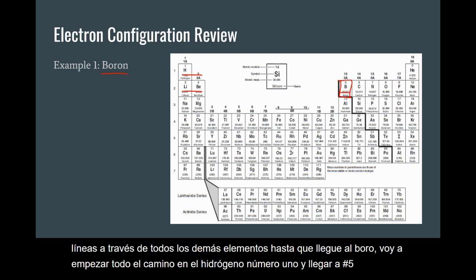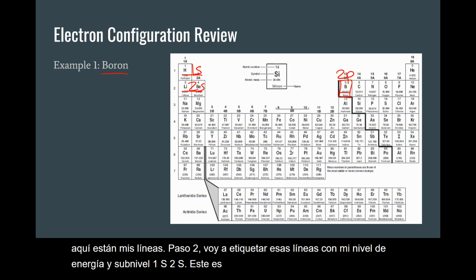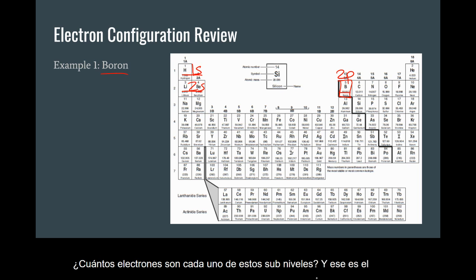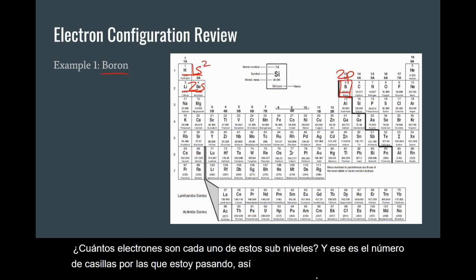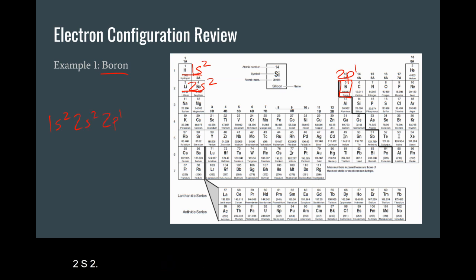Step 2, I'm going to label those lines with my energy level and sublevel: 1s, 2s, this is 2p. And then finally, how many electrons are in each of these sublevels? That's the number of squares that I'm going through. So 1, 2, 1s2; 1, 2, 2s2. And then boron is in the first square, so 2p1. So I have 1s2, 2s2, 2p1.